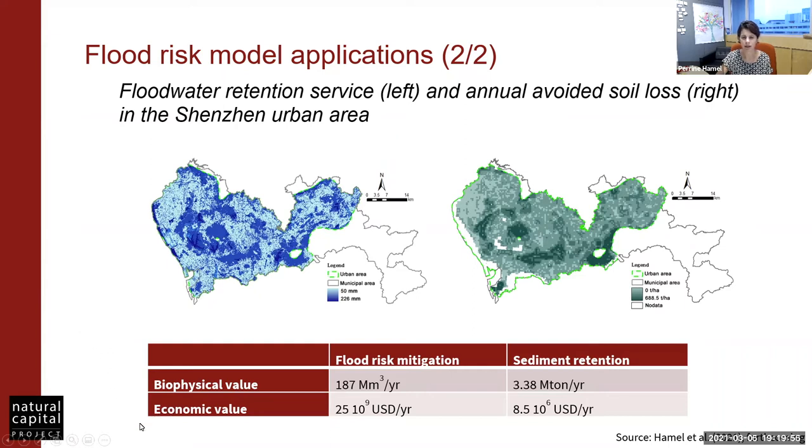This is part of a larger initiative and project looking at calculating the gross ecological product for cities and more generally for provinces in China. So this is another application where we can translate this flood water retention service into an economic value that can be used in such applications.